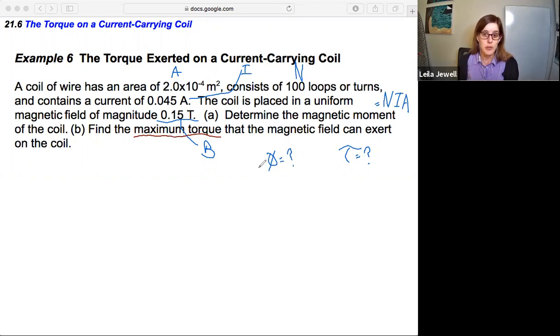The maximum torque has a very specific angle value, and that is an angle of 90 degrees. That is the very largest that sine can be. You get the maximum torque when the normal is perpendicular to the magnetic field. Now that we have that, we are in good shape to go. Let's take a look.